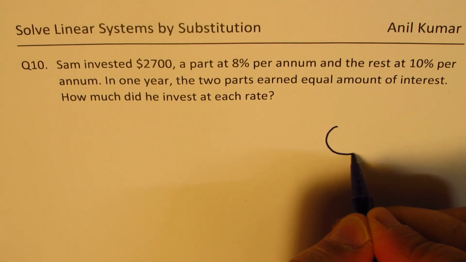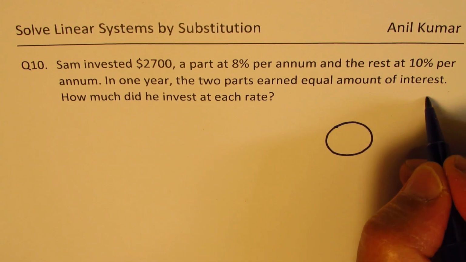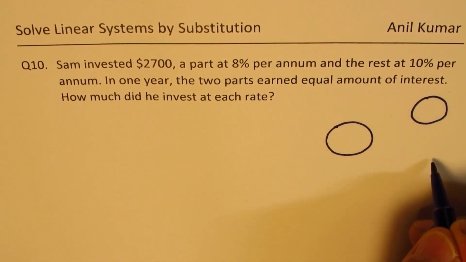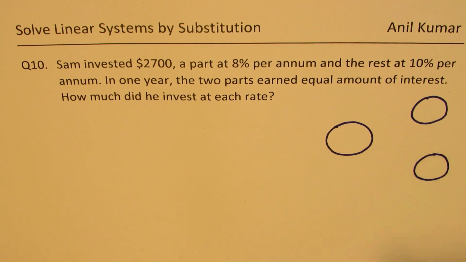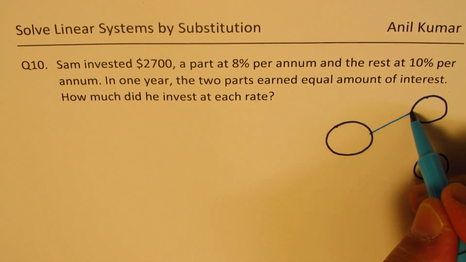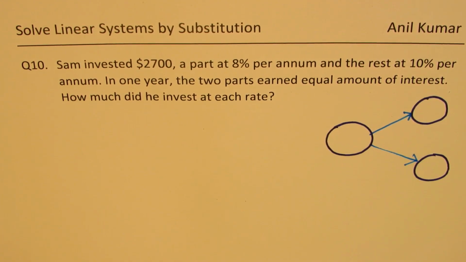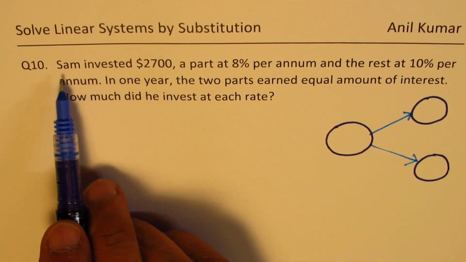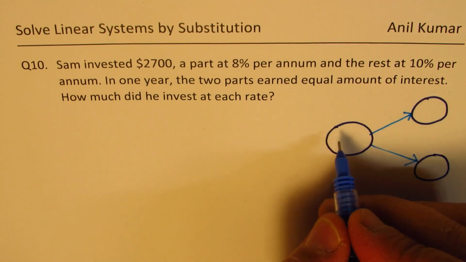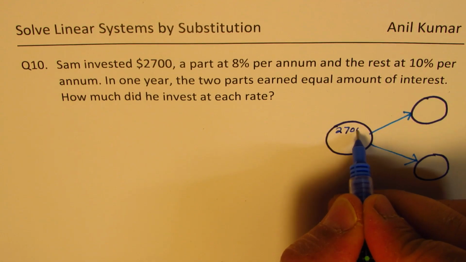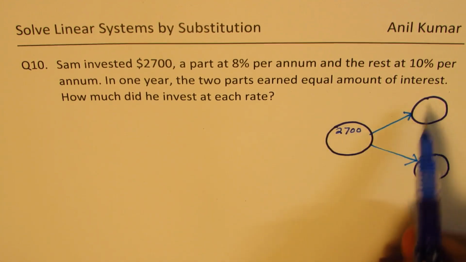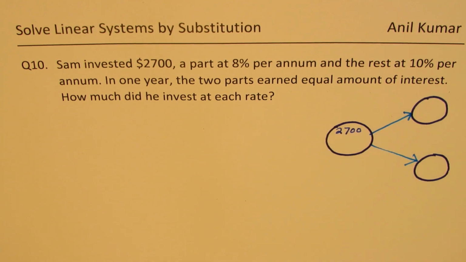So this is kind of reverse of mixture. We have something here which we want to invest in two places, right? So the diagram is very similar. However, the difference is that we are now splitting the amount which we have rather than adding two things which we had, which we did in mixtures. So that becomes our diagram. Sam invested $2,700. So we have $2,700 with us, and these two are the investments which we are looking into.